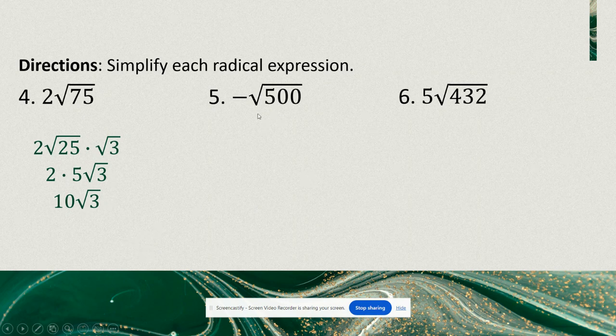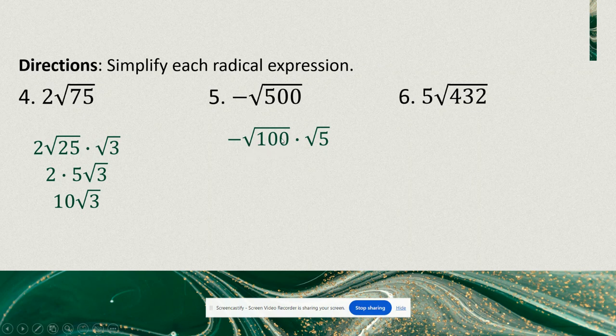Now, number 5, I have the negative square root of 500. Again, this negative sign is just going to come along for the ride when we do our first step here, okay? Hopefully, we can look at numbers like 500 and already know what the highest perfect square that goes into it evenly is. 100 is probably a pretty safe bet, okay? 100 goes into 500 5 times, and of course, 100 is a perfect square.